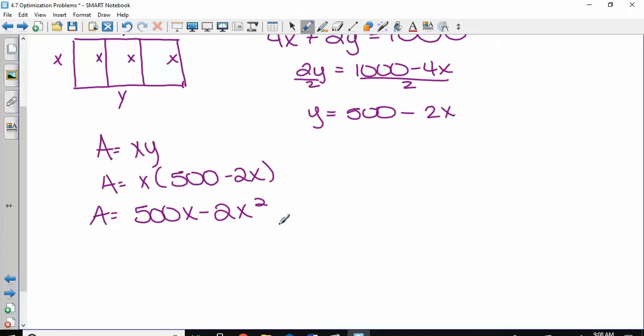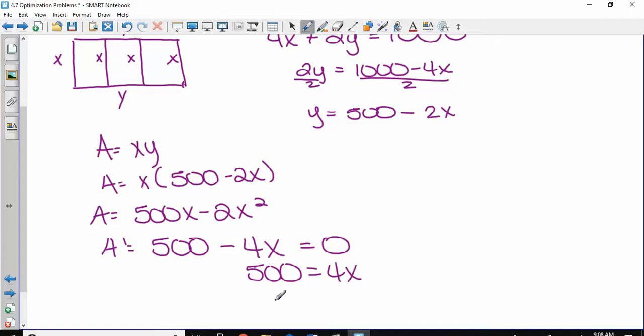Now what? We want to maximize, so we need the derivative. So derivative of 500x minus 2x squared would be 500 minus 4x. And when we maximize, we set that equal to 0. So we get x to be 125.